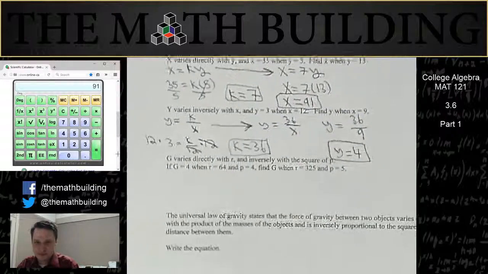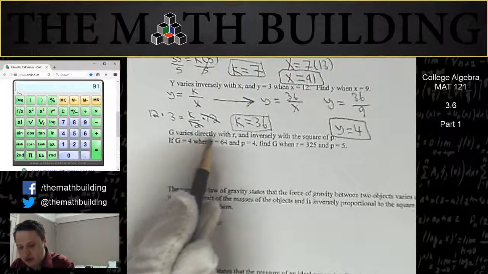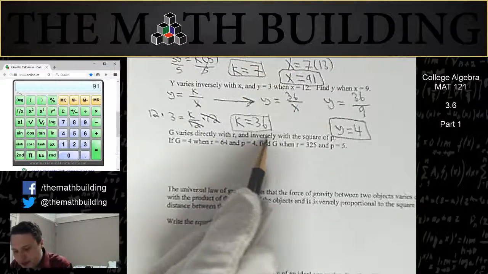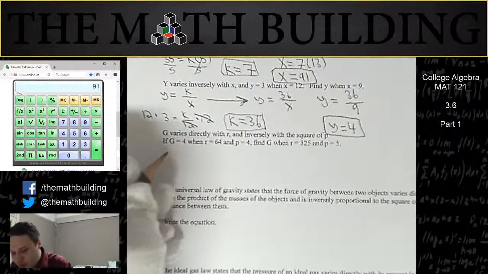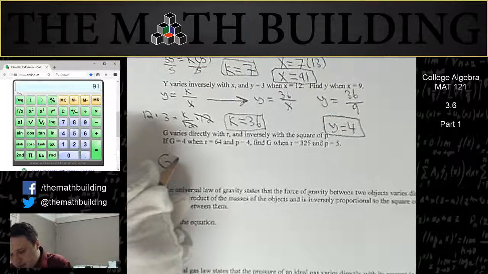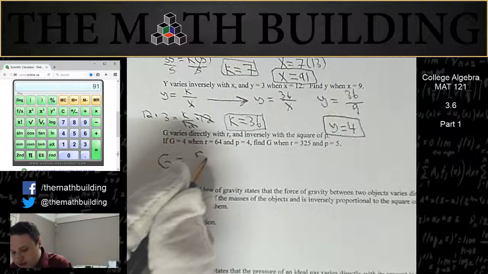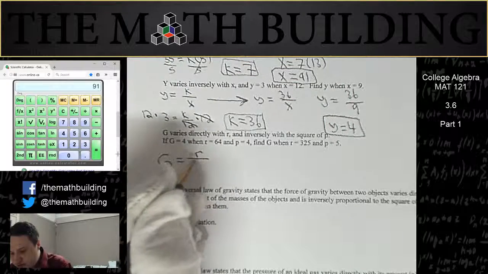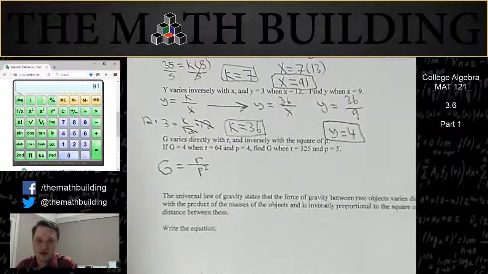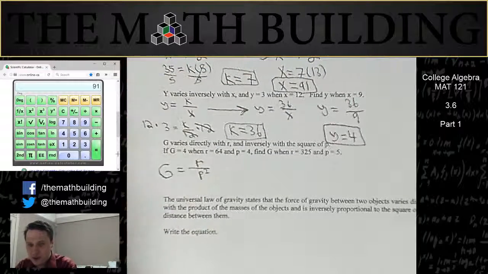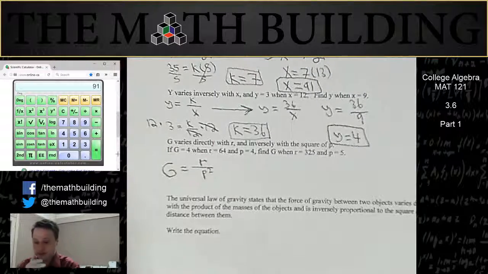Let's do the next one. This one's a little bit tougher. G varies directly with r and inversely with the square of p. So the way you'd write that as an equation is, G varies directly with r, so r is on top, and inversely with the square of p, so p squared should go on the bottom. Now, what have I left out? You should be able to see that I've left something out. Do you see what it is?